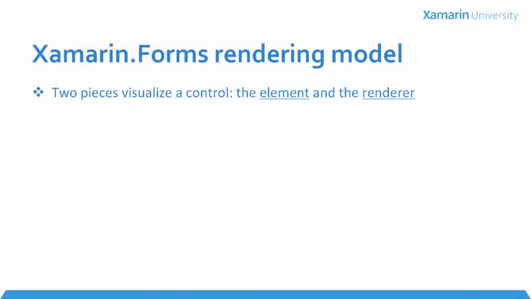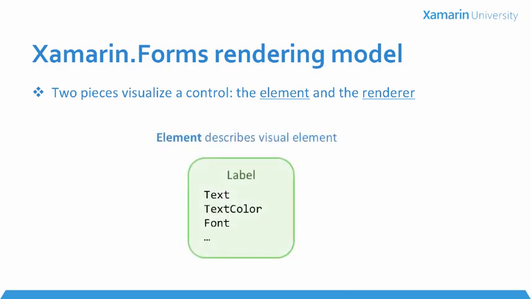Let me first introduce you to the overall rendering model for Xamarin.Forms. It starts with a control element. The element is the control definition that you work with in your shared code. These all derive from a base class called View and expose properties and events which define how you would like the control to look and behave. These control elements are not tied to any specific platform, but instead provide a platform-agnostic view of the control.